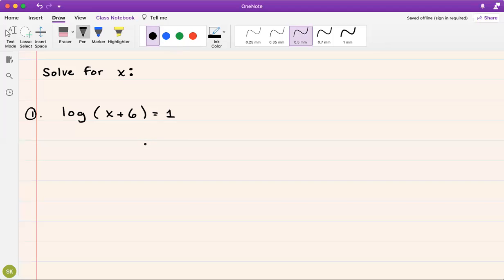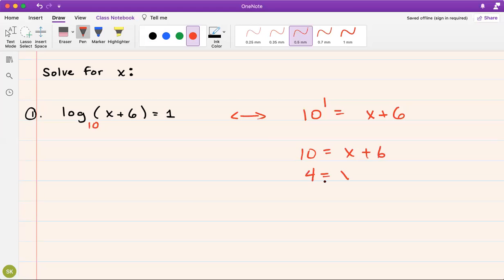All right, so let's work on this problem. Now, remember that first rule I talked about. Here we have a logarithm. We want to solve for x. What we're going to do is switch to exponential form. So again, we have to remember what the base of this logarithm is. If we don't see a base, assume that the base is 10. So I'm going to put a 10 right there. So how we can switch this is 10 to the 1 is equal to x plus 6. So 10 is equal to x plus 6. So subtract 6 and we get 4 is equal to x.